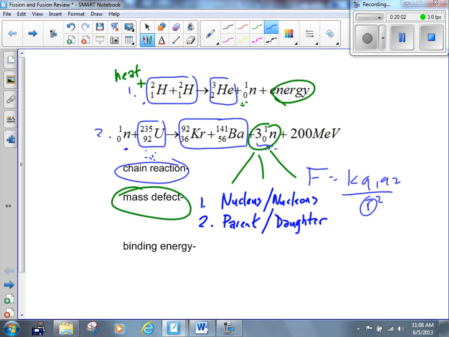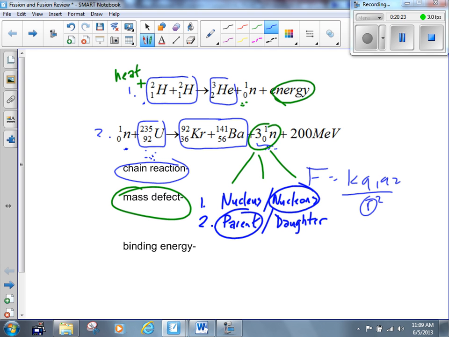In a nuclear reaction, we always lose mass. Mass disappears. So the parent is going to be heavier. The nucleons are going to be heavier than the nucleus. The parent, or the left side, is going to be heavier than the daughter, or the right-hand side. That mass defect, that missing mass, doesn't just get destroyed.